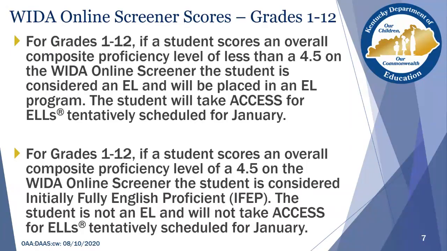Now, let's go into the online screener scores. If I'm in grades 1 through 12, and I'm in that second semester of first grade, and I score less than an overall composite of 4.5 on that screener, then I'm what we call an EL, and I will be placed in the EL program, and the student would take ACCESS, tentatively scheduled for January.